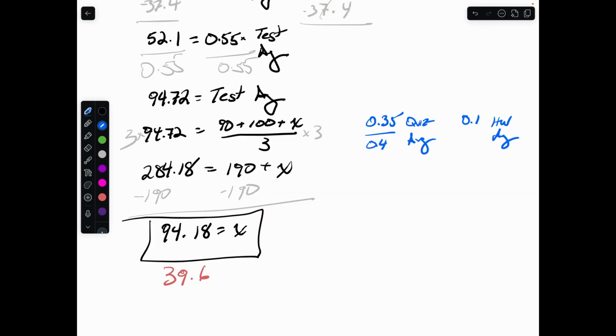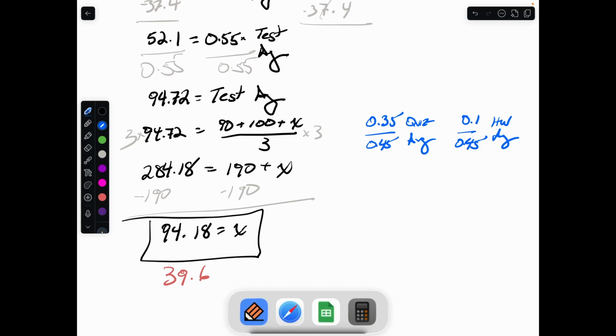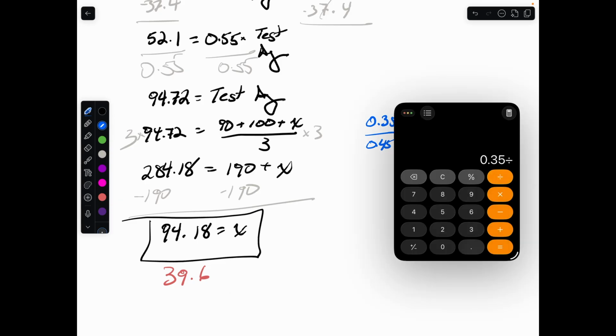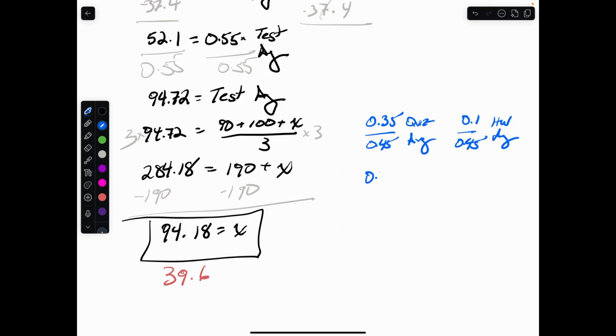So what it does, 35% plus 10% is 45%. So it actually divides both of these by 45. If you do that on a calculator, 0.35 divided by 0.45, all right, so this gives me 0.778 or so. That is to say 77.78%. For homework, I would get 0.222. That is to say 22.22%.